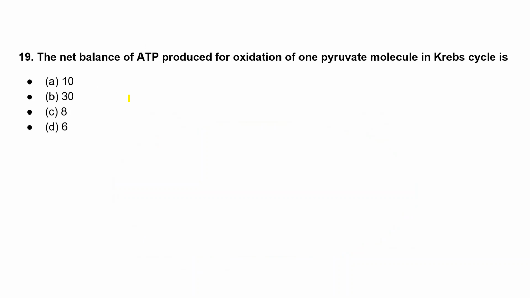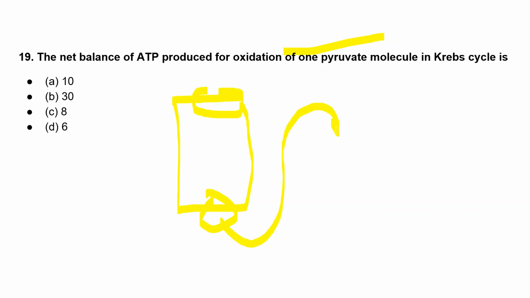Question 19: this is the net balance of ATP produced for oxidation of one pyruvate. We know that for glucose, first glycolysis will take place, right? There, glucose forms pyruvate, and they are asking how much ATP will be produced from one pyruvate molecule. We know that glucose gives two pyruvate, but the net balance of ATP produced for the oxidation of one pyruvate in the Krebs cycle is: option A is 10, option B is 30, option C is 8, and option D is 6. So which is the right answer for this question?